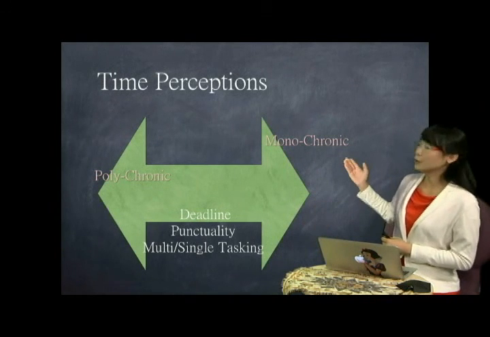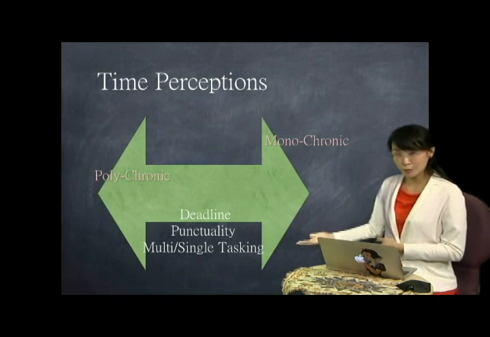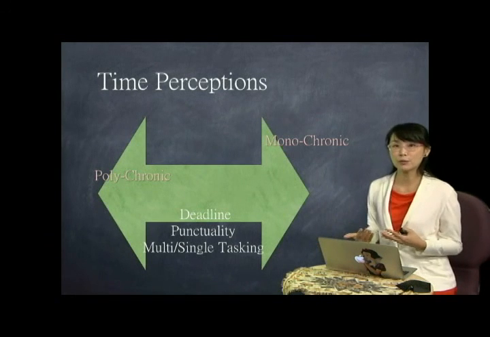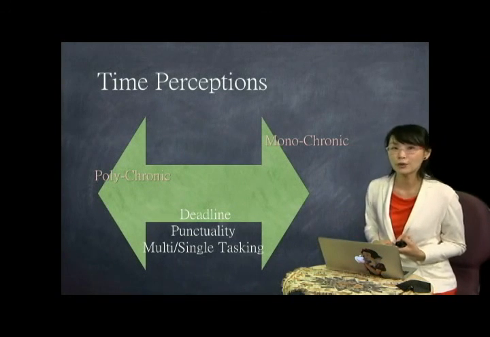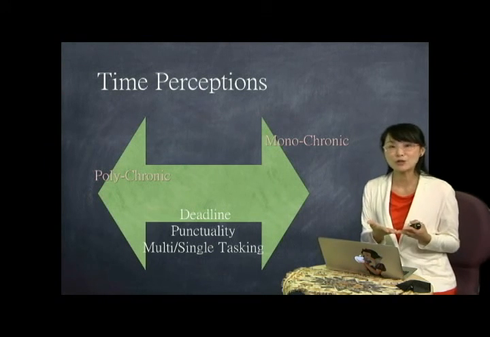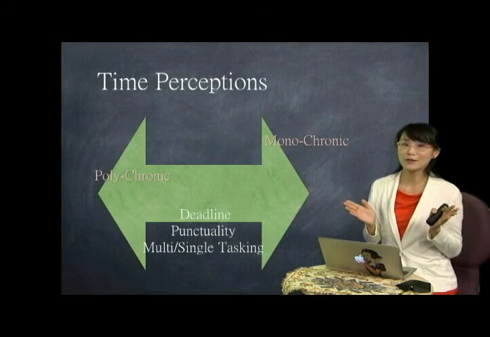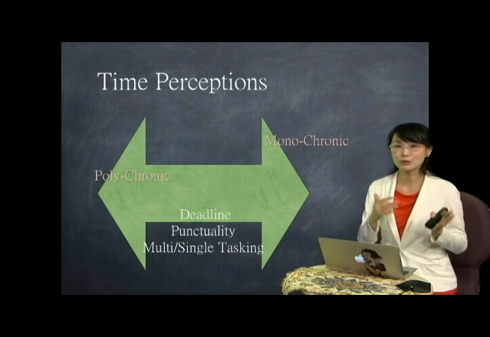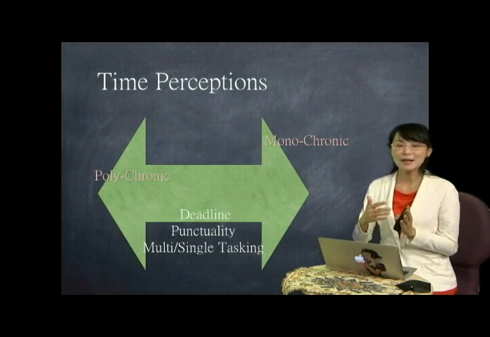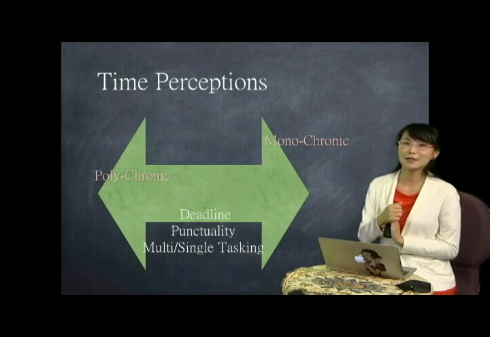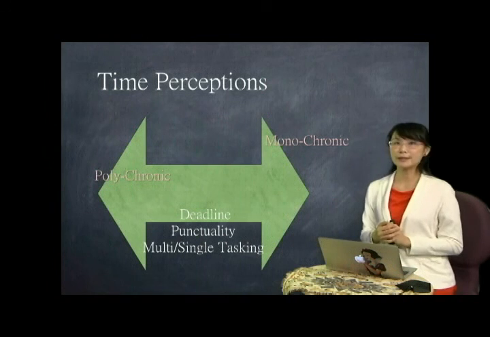In monochronic culture, punctuality is very important. When they make an appointment with you, like 9 o'clock in the morning, they will expect to see you at 9 o'clock sharp in the office. So it means that you should be a little bit earlier, right, to be prepared. And then at 9 o'clock sharp, you are there already.